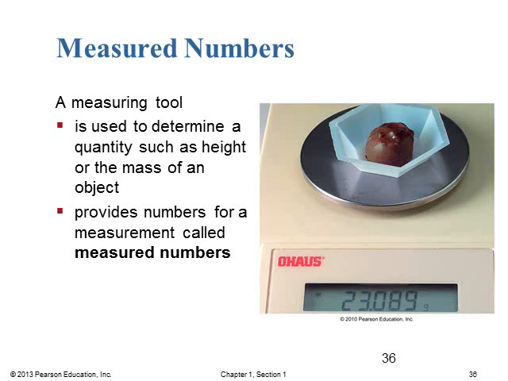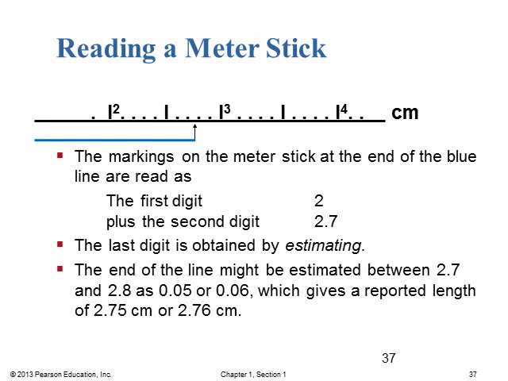But we use different measuring tools in order to come up with measured quantities such as height or mass. And since we are using a tool to measure these numbers, they are called measured numbers. When we're not using digital measurement tools, we ourselves are measuring them. In this case, we're measuring length using a meter stick. We have these different lines on this meter stick representing the different lengths.